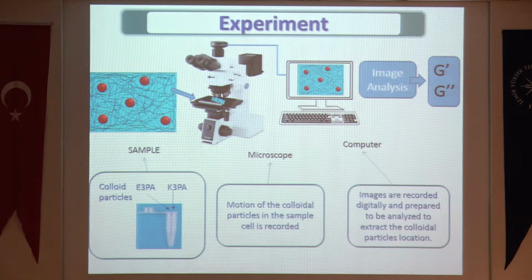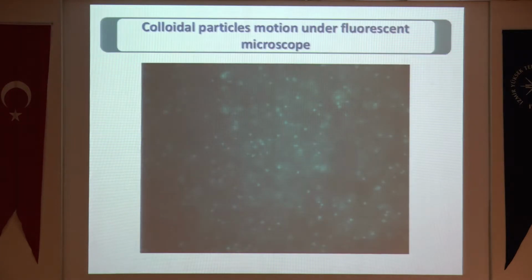Again, the experiment is: once you have your sample, you put it under a microscope, do the image analysis, and measure G' and G''. We put this E3 plus K3 plus colloidal particles in the test tube, and we do this. Let me see whether this works.